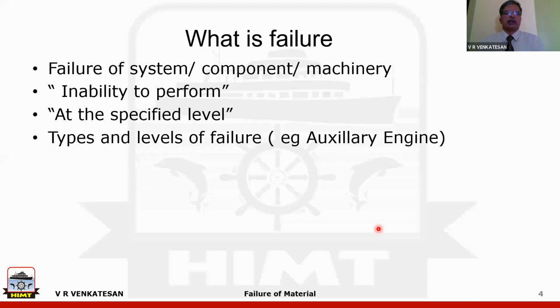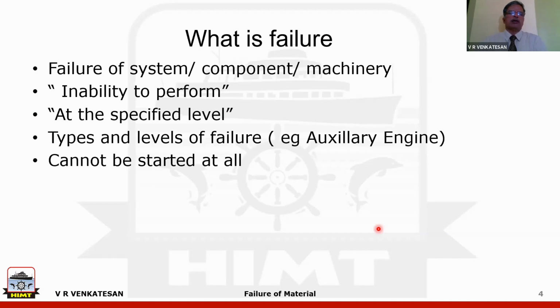So if you take an example, if you say the auxiliary engine of your vessel has failed, it is not performing, what are the different levels of failure? One will be that it cannot even be started. You try to start, it is not starting, or it has got such a major defect that it cannot be run at all. So that engine is not even able to run or do anything at all. That is one level of failure.